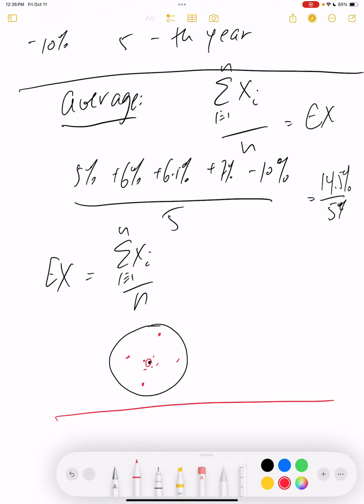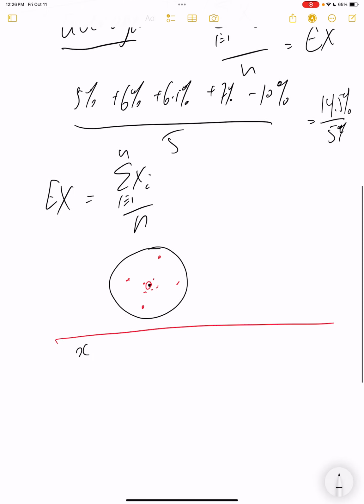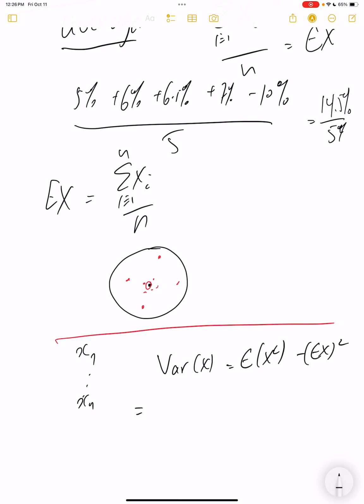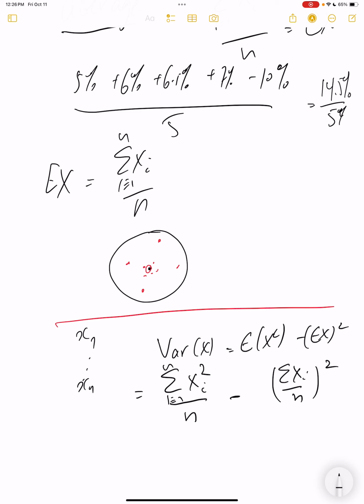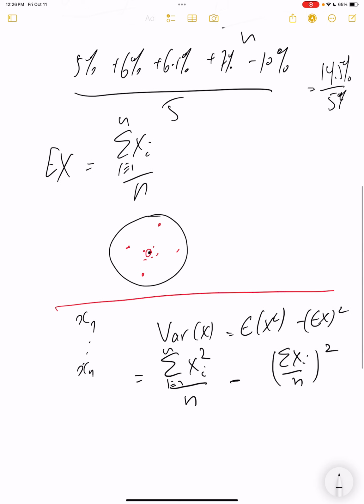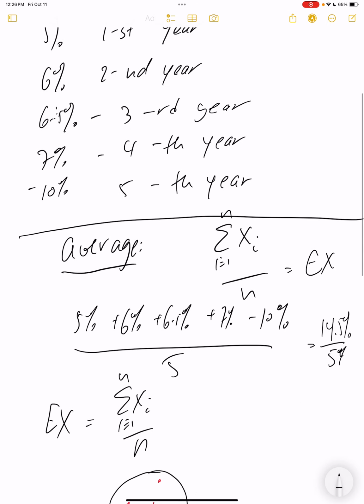The formula for volatility in this case is going to be, if you have x1 to xn, then the variance of x is the expectation of x squared minus the square of the expectation of x. Or in formulas, this is going to be the sum of xi squared divided by n, i going from 1 to n, minus the square of the sum of xi divided by n. Okay? So in order to calculate this, in our simple example, how do we calculate the xi squared?